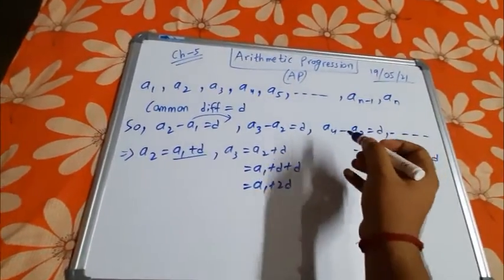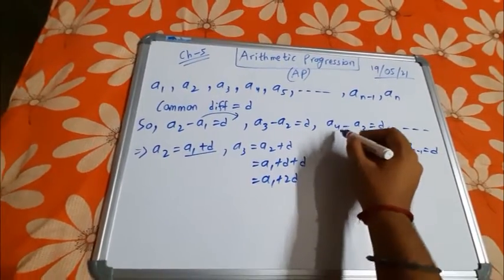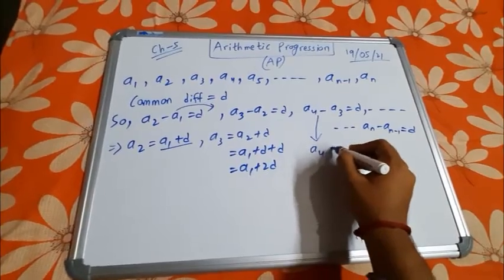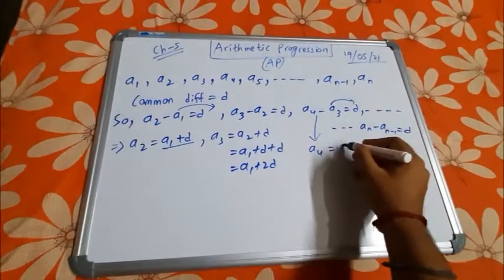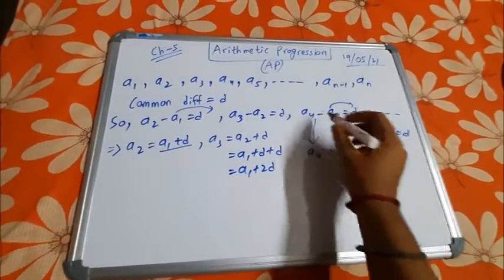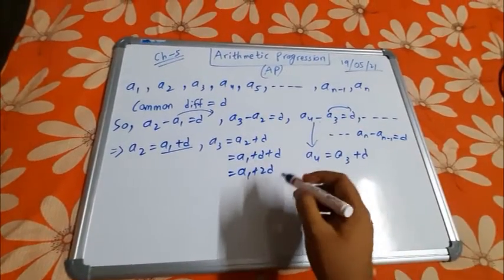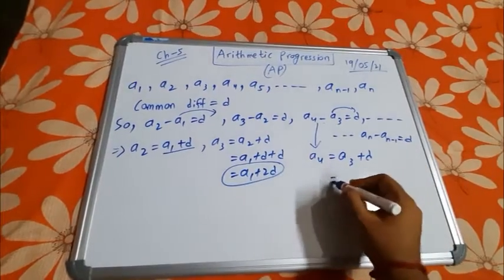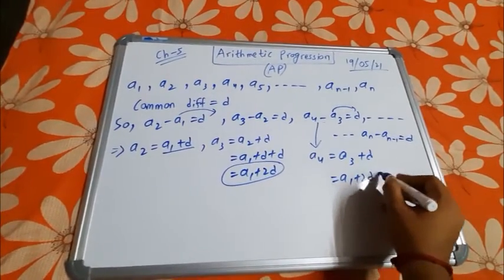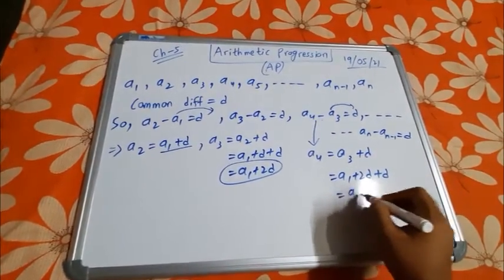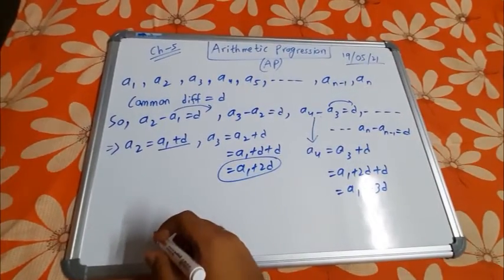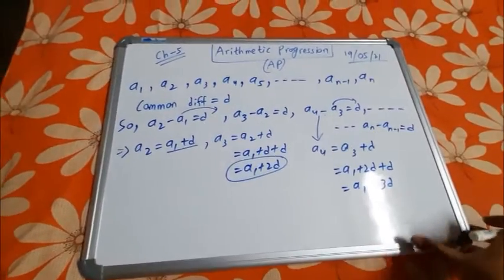Okay, now the next term is a4 minus a3 equal to d. Now a4 equals a3 plus d, because minus a3 goes to that side and becomes plus a3. Now a3 has its own value, a1 plus 2d. Put it: a1 plus 2d plus d, so it will become a1 plus 3d.